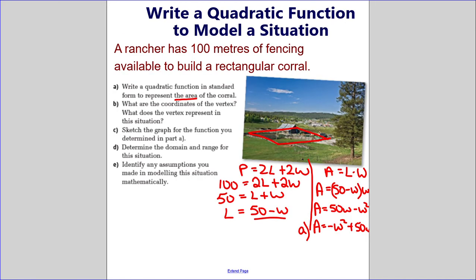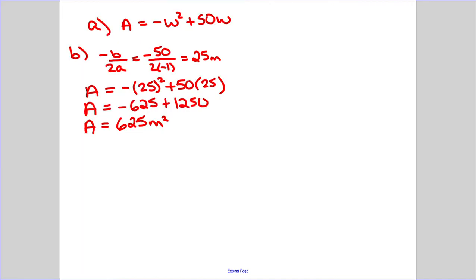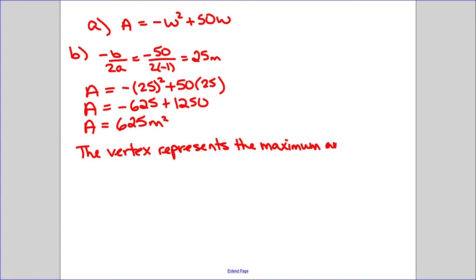Part C is asking, what does the vertex represent in this situation? If I look at my vertex, remember vertexes normally represent the highest point. Notice I have a negative w squared, which means it opens down, so it has a high point, it has a maximum. So the vertex represents the maximum area.